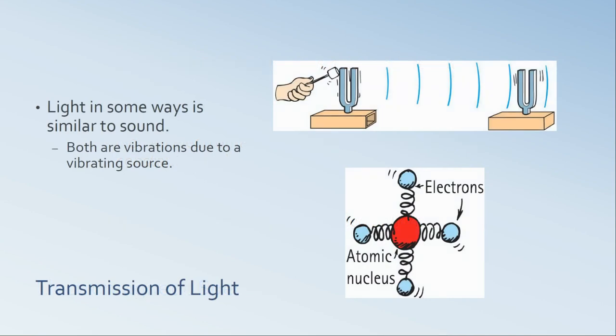In some ways, light is very similar to sound. Both are created by something that's vibrating. Remember, when we talked about sound, an object that's vibrating, such as our tuning fork there, sets up vibrations in a medium such as air that we can hear as sound. And light is created similarly, but on a subatomic level. Light is actually created by the vibrations of electrons in atoms.